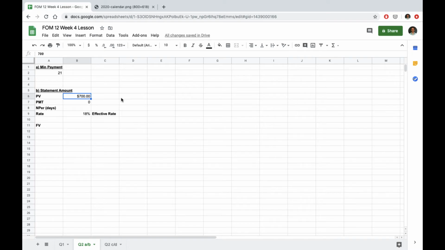Now we can use our spreadsheet and TVM to help us make this calculation. Her present value was $700, positive because that's how much she withdrew using her credit card. She's not making any payments. She hasn't paid anything off yet. And we know that it's going to be 37 days of interest that she's accumulating. Notice here, this is our number of periods. We don't have to do any conversion.